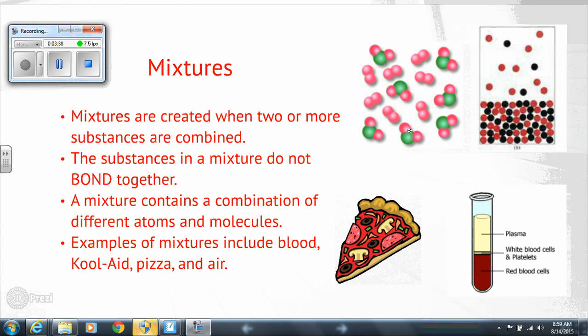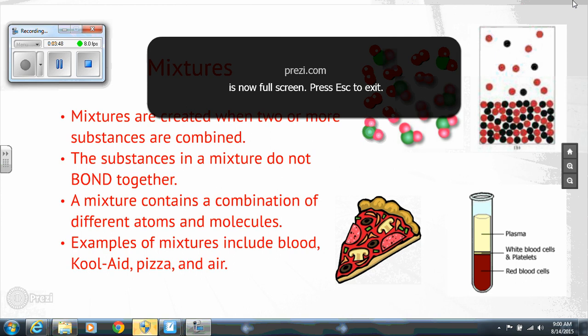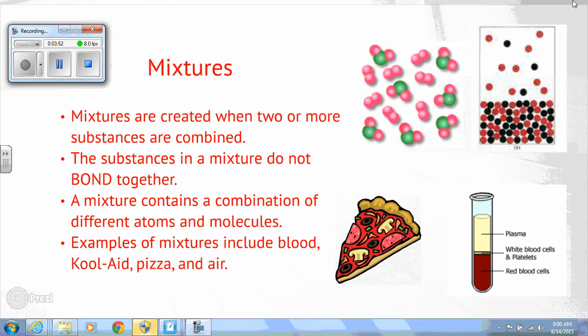And this molecule is not bonding with this molecule. They're keeping their own individual properties. This would be another example of a mixture as well. And you can see that it's a mixture because the substances that make up the mixture are very different. Okay? So when you think about a mixture, just think different atoms and molecules or different particles. Some other examples of mixtures would include blood, Kool-Aid, pizza, as well as air.